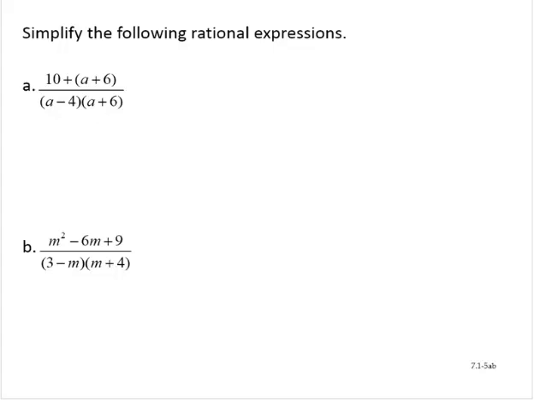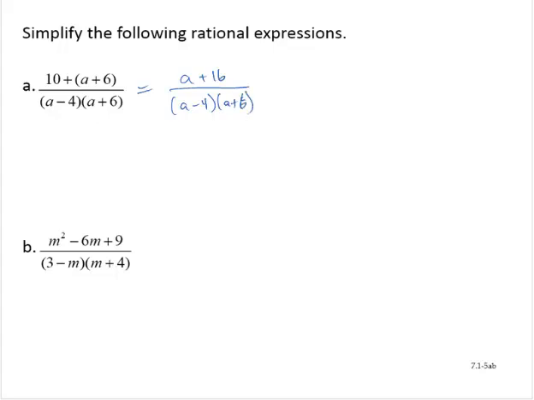So we can't remove the a plus 6's because the a plus 6 is not a factor of both the numerator and denominator. Instead, what we can do is combine like terms in the numerator. 10 plus a plus 6 is a plus 16, and the denominator is still a minus 4 by a plus 6.